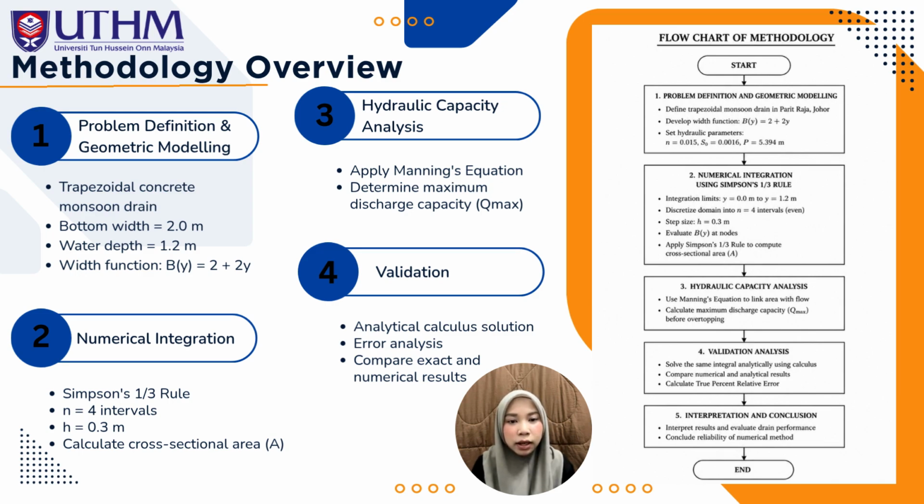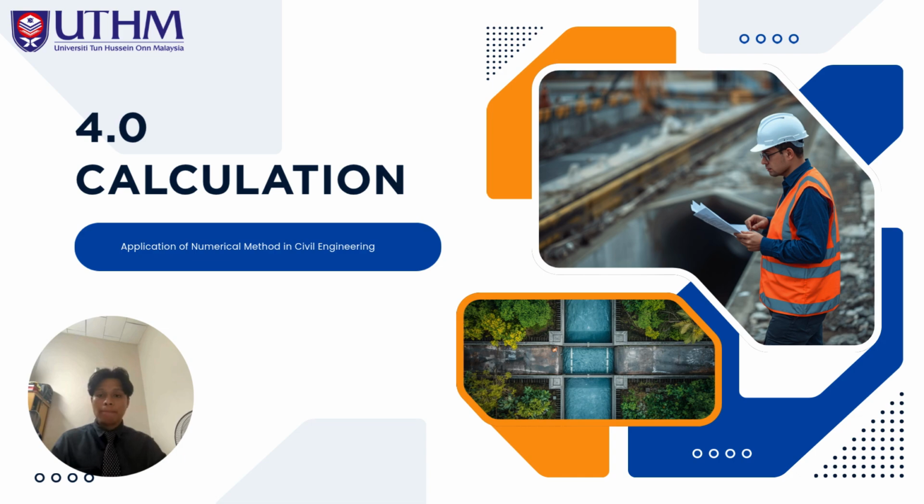Next, Simpson's 1/3 rule was applied by dividing the depth domain into four equal intervals with a step size of 0.3 meters. The width values at each node were then used to calculate the cross-sectional area of the channel. After obtaining the area, Manning's equation was used to determine the maximum discharge capacity Qmax of the drainage system. Finally, the numerical result was validated using analytical calculus and the percentage error was calculated to evaluate the accuracy of the method. Now I will continue the presentation with the calculation.